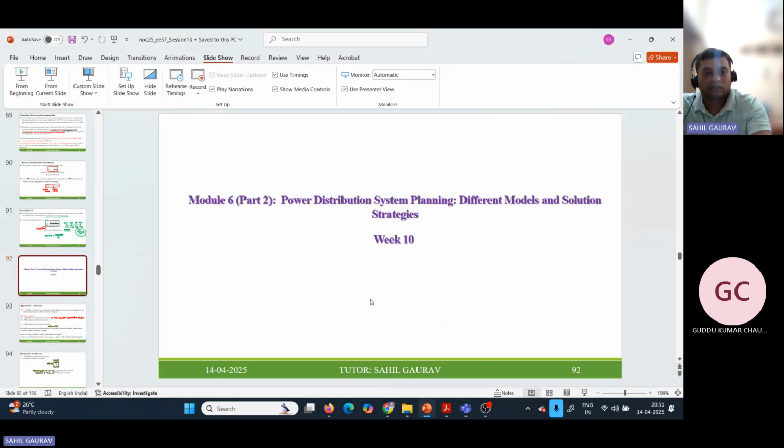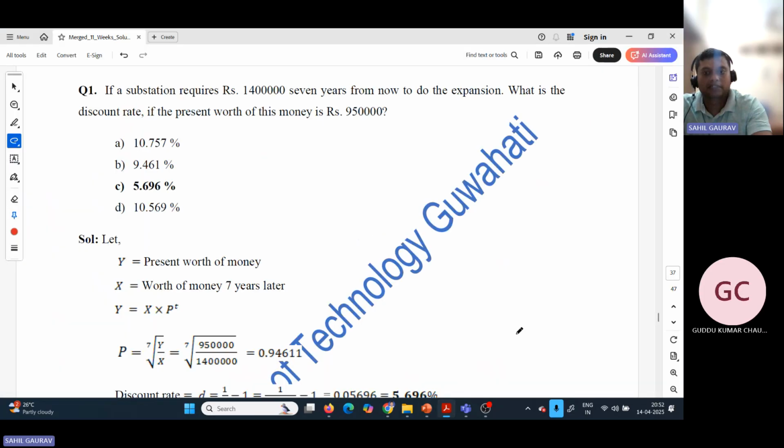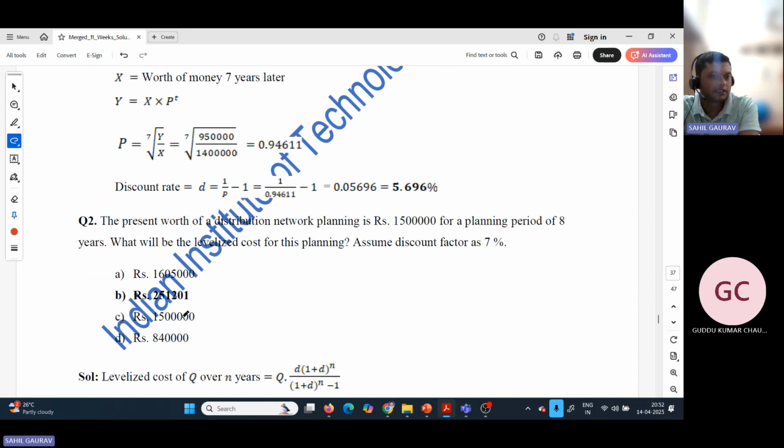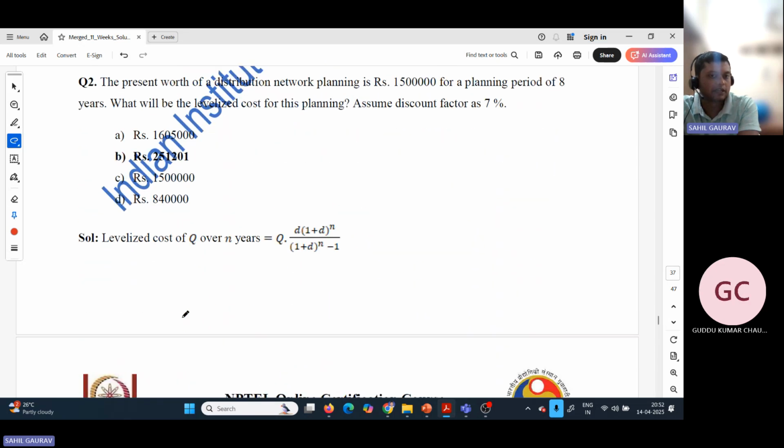So this is all for the theory of week nine. Now let us see the week nine problems. The first problem is very easy. It is related to present worth, future worth, and the present worth factor, so you can get the discount rate. And the next question is based on the levelized value.